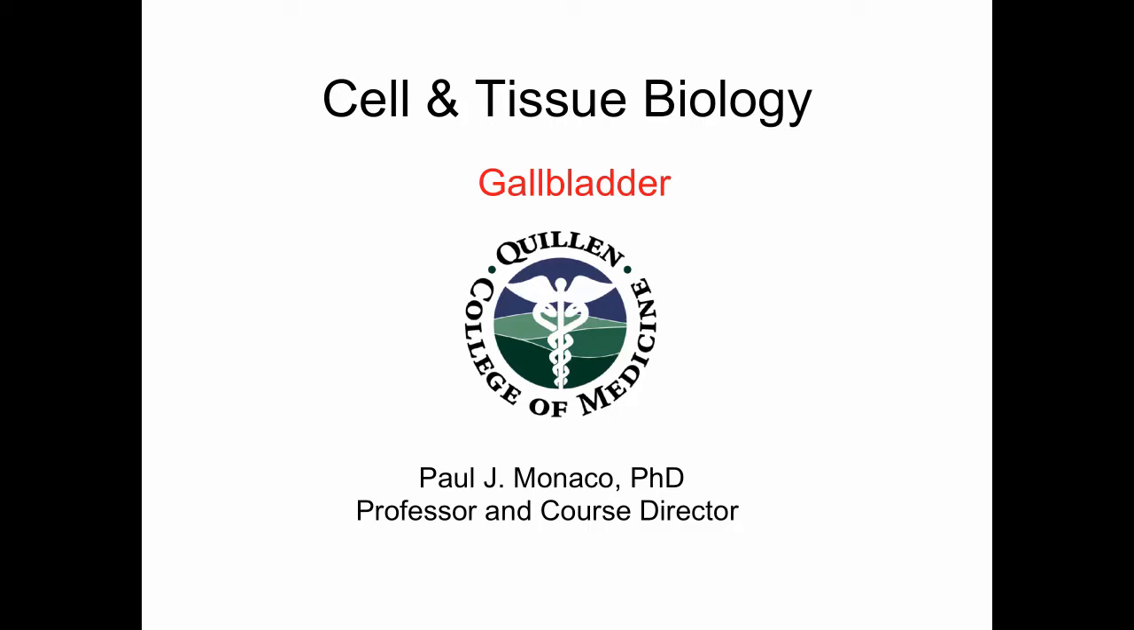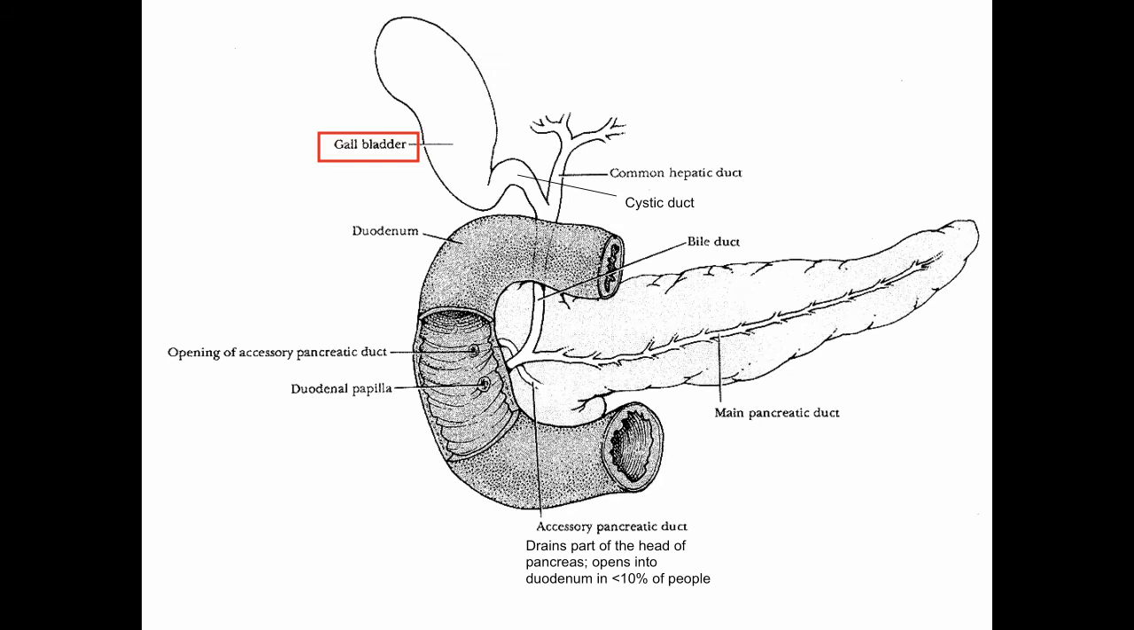This podcast will be relatively brief and it will deal with the gallbladder. The gallbladder is a pear-shaped organ. It can store maybe 50 to 75 mils of bile. It's drawn in here with the liver removed.